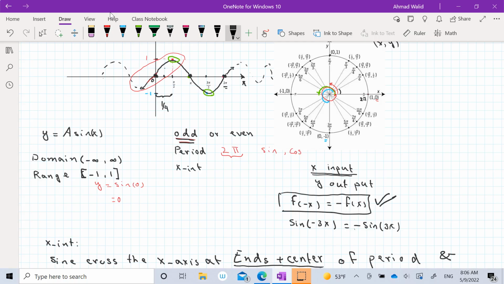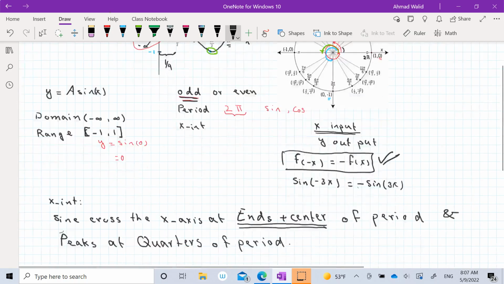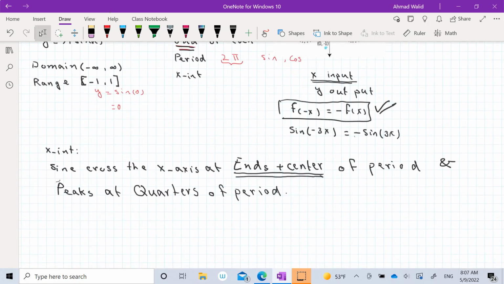You may ask me why I am not naming like pi over 2 and 3 pi over 2. Yes, for the basic graph, I can say the graph peaks at pi over 2 and 3 pi over 2. But believe me, when we start with transformation, these numbers are changing. That's why I'm telling you at quarters, because your period is changing based on the shifting, right? And that's why I put a general sentence. Sine crosses the x-axis at the ends and center of the period and peaks at quarters of the period.